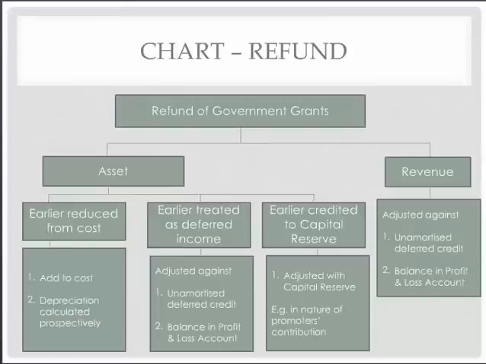In case of grants which are revenue in nature, you would have taken the grant first to unamortized deferred credit, and from there you would have charged or booked it as income in the profit and loss account on a systematic basis. When you refund the amount, you first adjust it with the unamortized balance in the deferred credit account. If any balance remains, that means the deferred credit account is not enough to adjust the entire refund, the balance will be taken to the profit and loss account. This in all summarizes the total accounting for refund of government grant.